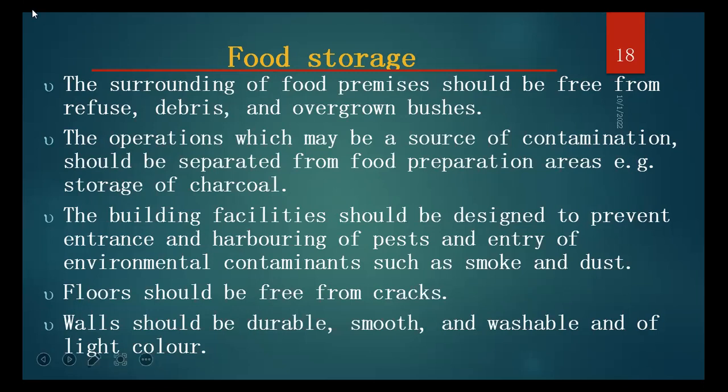All right. The next would be storage. Storage facilities should also be in a position to prevent contamination. The surroundings of food premises should be free from refuse, debris, overgrown bushes, and any other operations that may be a source of contamination should be separated from the food storage.